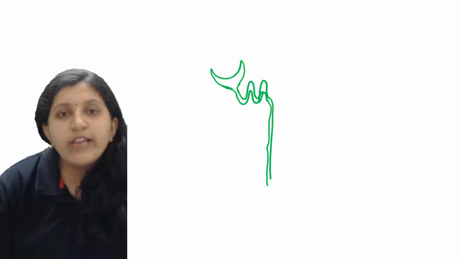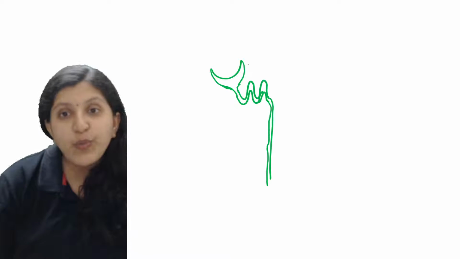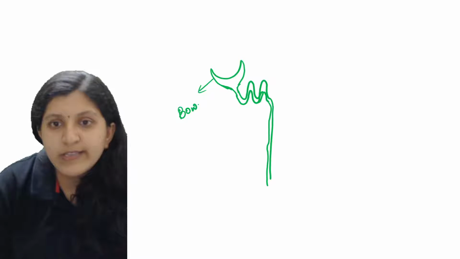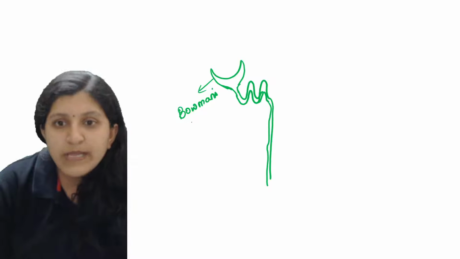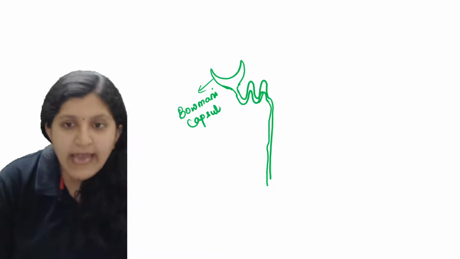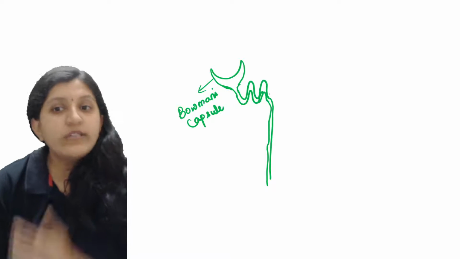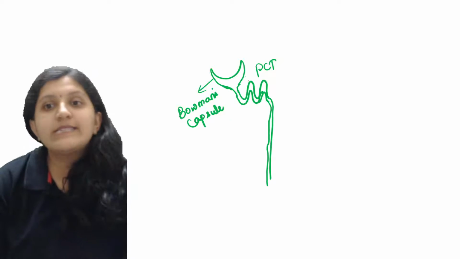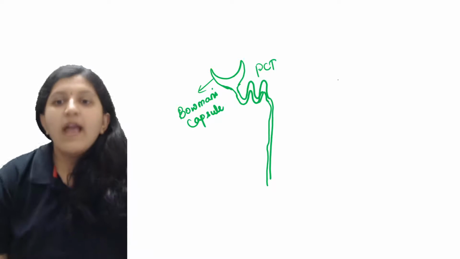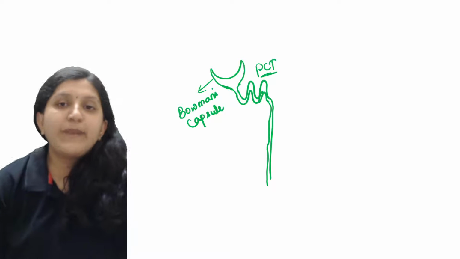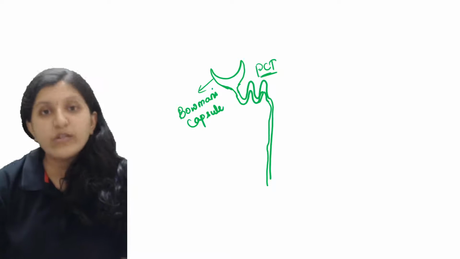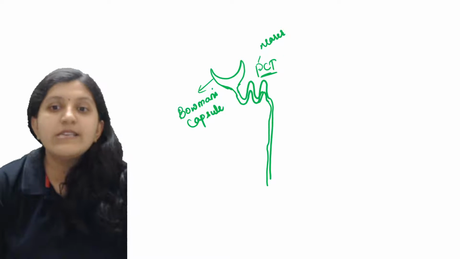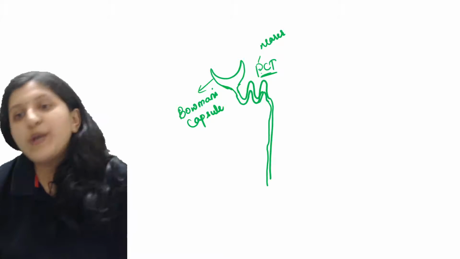So now this convoluted tubule is nearer to what? Nearer to this Bowman's capsule. So let me just label. So this one is what? This is Bowman's capsule. Okay, and as you can see, it is nearer to what? This proximal convoluted tubule. PCT is nearer to the Bowman's capsule. Okay, and hence this particular convoluted tubule is named proximal, meaning nearer. So since it is nearer to the Bowman's capsule, this we call PCT.